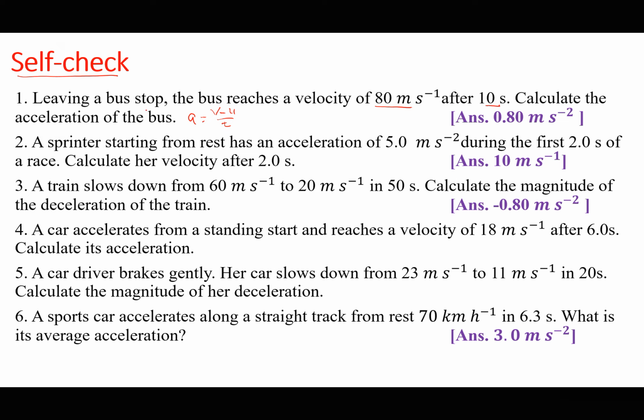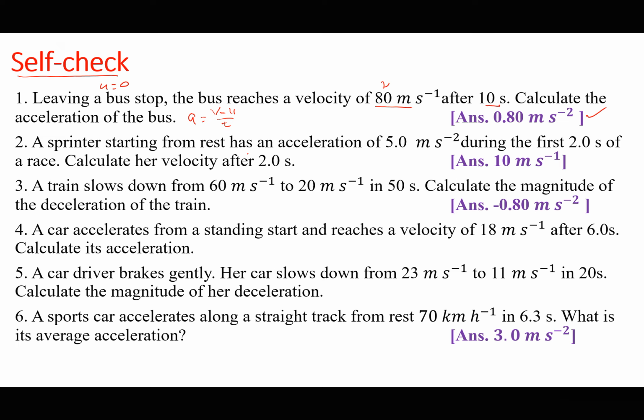So leaving a bus stop, the bus reaches a velocity of 80 meters per second. It means initial velocity is 0 and final velocity is 80 meters per second. The time is 10 seconds. So I will just substitute and see if the answer is correct: 80 minus 0 divided by 10. I think this is correct.